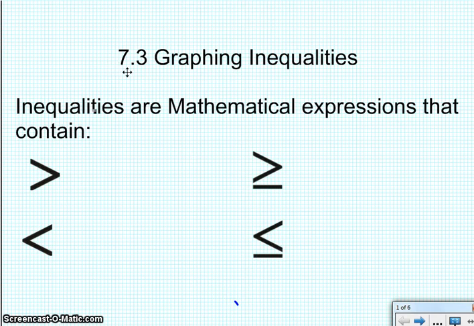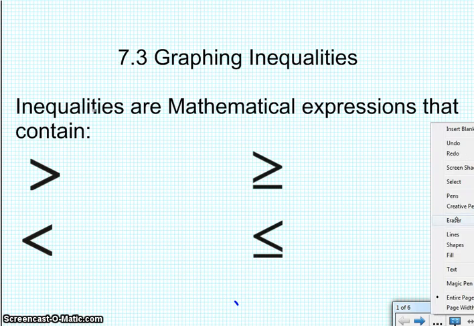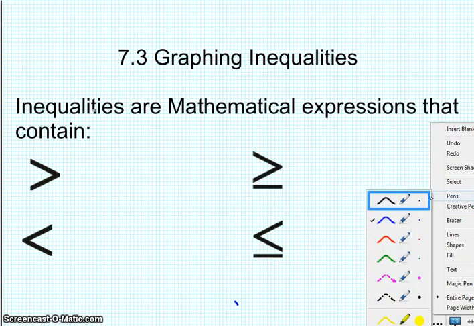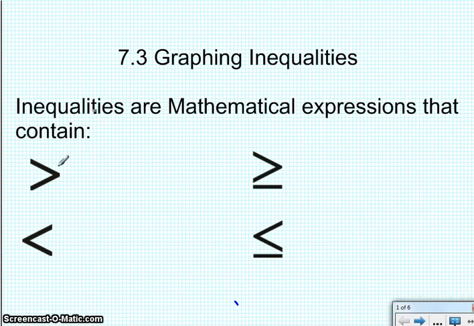Today we're going to talk about graphing inequalities. And inequalities are mathematical expressions that contain one of these four symbols down here. If you remember from before, these two symbols should look familiar. This symbol means greater than. It means whatever's on this side is greater than whatever's on this side. So this one is greater than. The one right below it we've worked with before, and this one means less than.